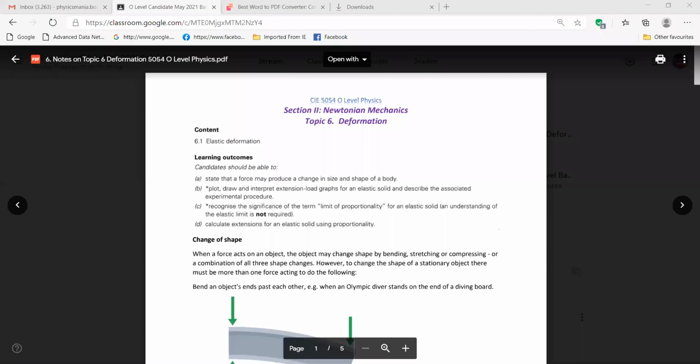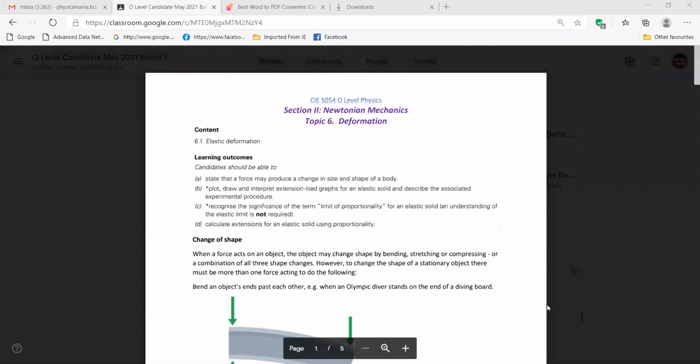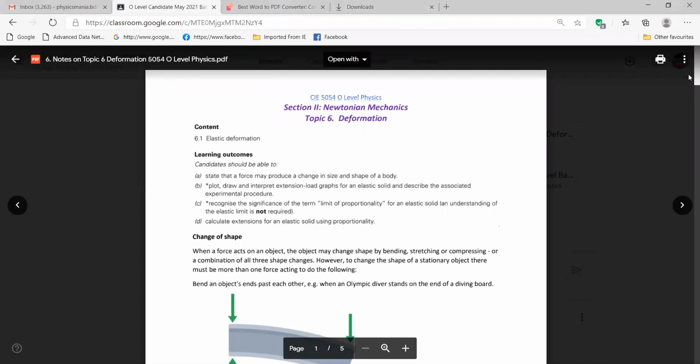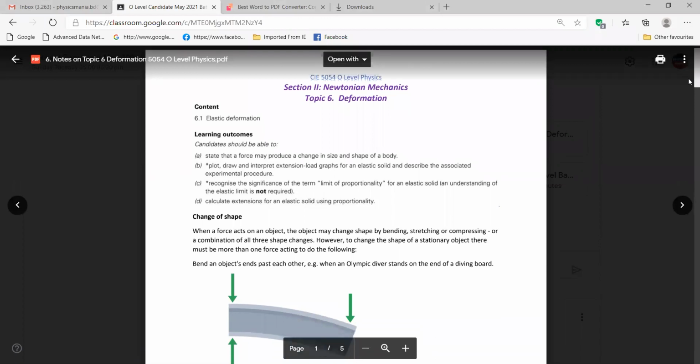So it's coming, right? Deformation. Yes. Deformation, I already told you, is related to change of shape and change of size, right? Yes. So can you please continue the learning outcomes?